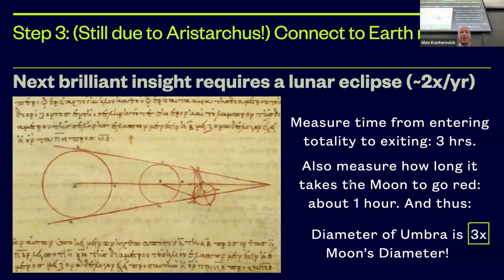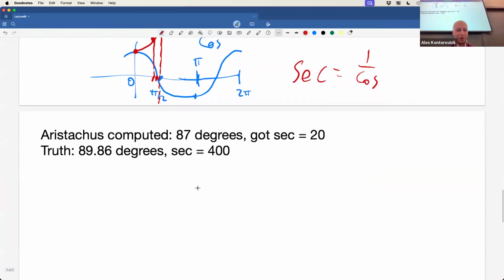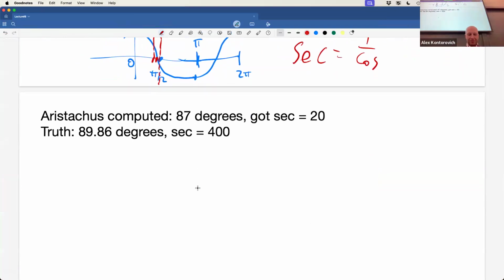The other thing you want to time is when the moon first starts entering totality to when it's totally in totality. Let me draw these pictures. So the two things you want to time.